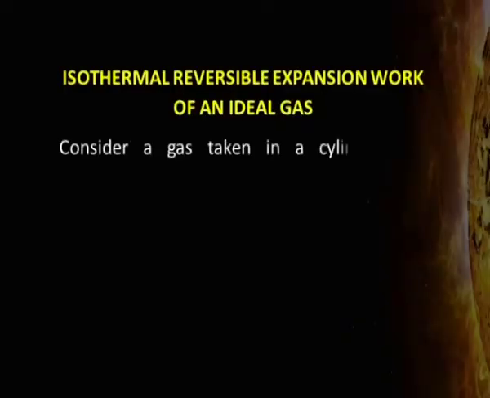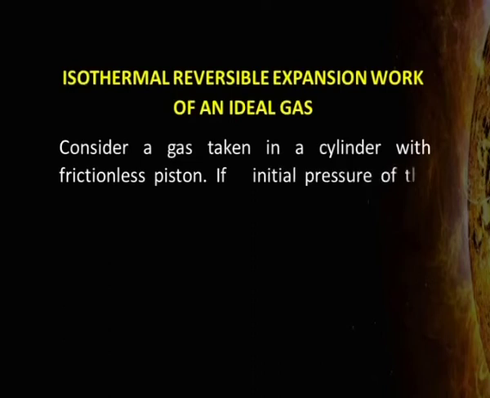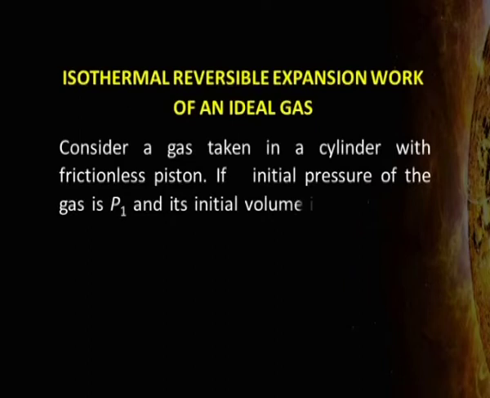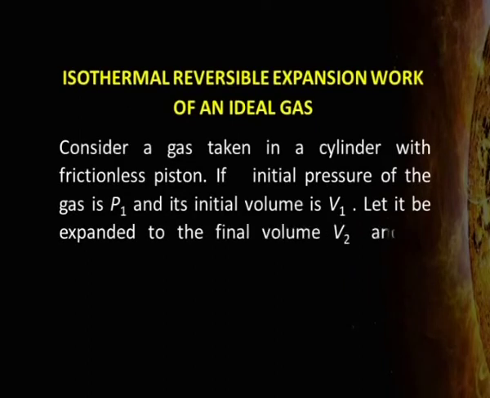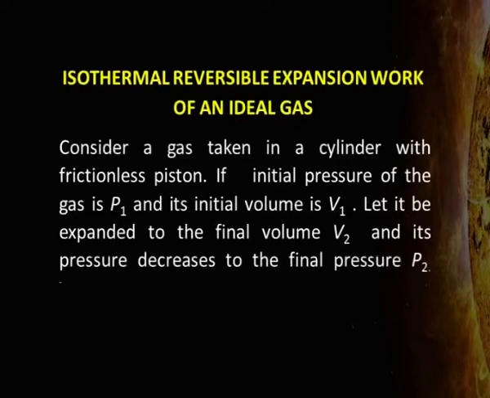Now we will derive an expression for work done in reversible isothermal expansion of ideal gas. Consider a gas taken in a cylinder with frictionless piston. If the initial pressure of the gas is P1 and its initial volume is V1, let it be expanded to the final volume V2 and its pressure decreases to the final pressure P2.